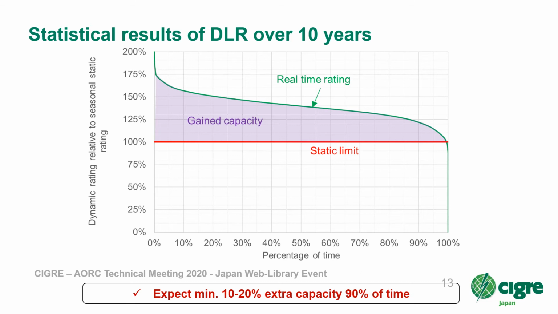This graph shows the duration curve of the real-time dynamic rating in green compared to the conventional static limit in red. The static limit is always, so 100% of the time, as indicated on the horizontal axis, at the same value. This is why it's a fixed straight line. While the dynamic rating is sometimes twice the capacity of the static rating, sometimes 30% extra, sometimes 5% extra, depending on the weather. So from this graph, you can see that 90% of the time, the green line is at least 20% higher than the static limit.